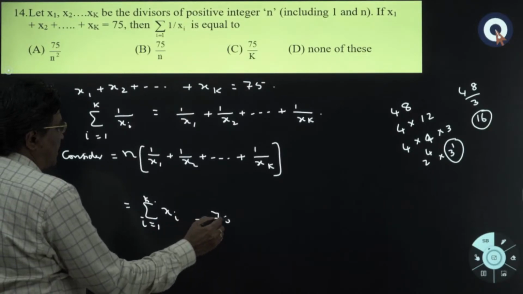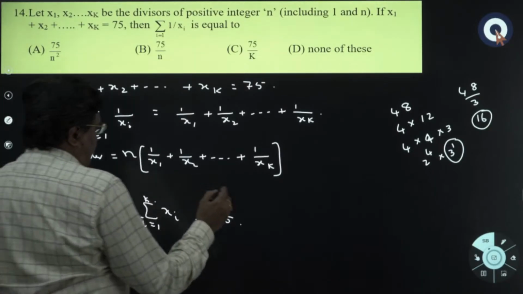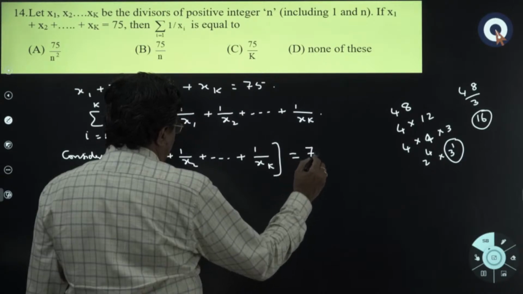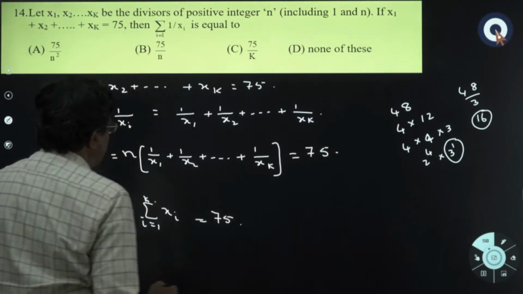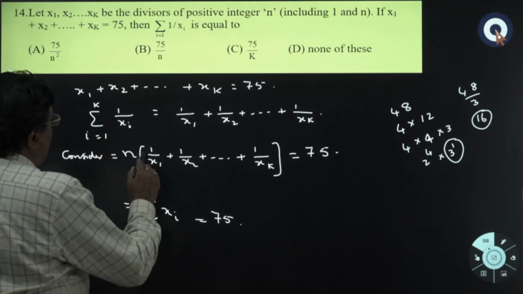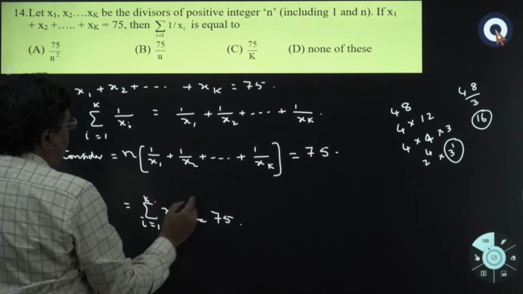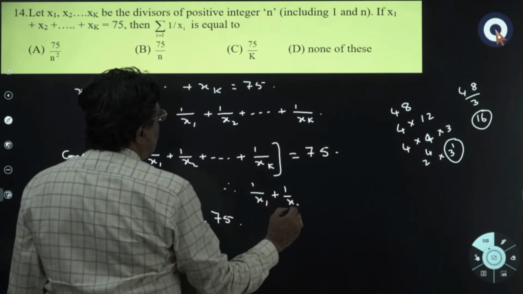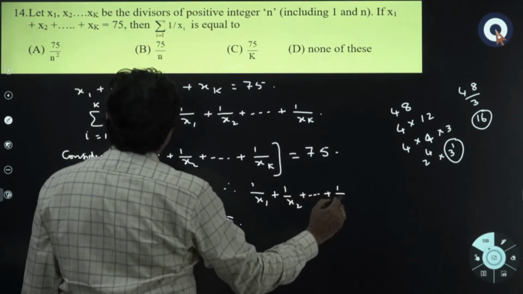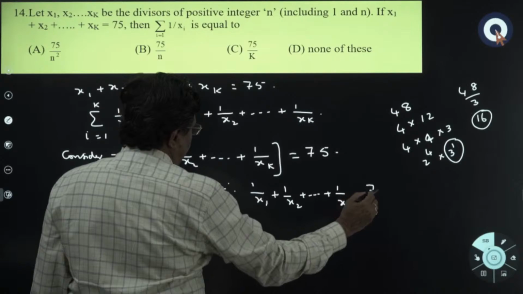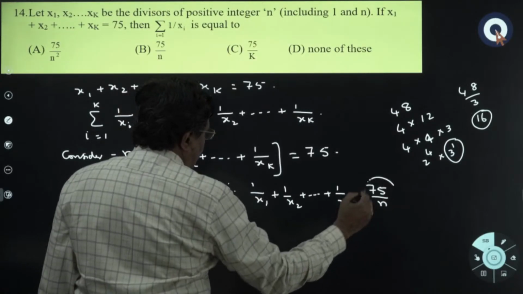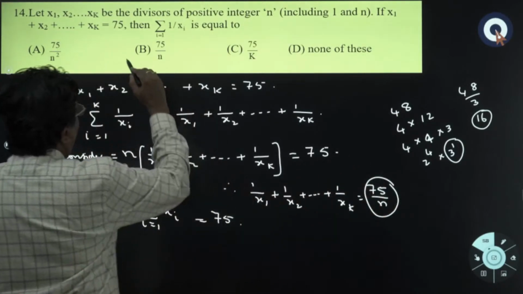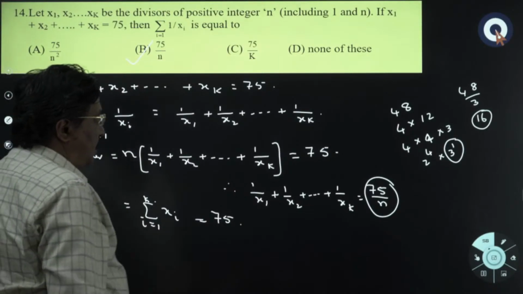So therefore, this value is 75, if this is given. Right? So therefore, what you want is 1 by x1 plus 1 by x2 plus so on plus 1 by xk is equal to 75 by n. So 75 by n is your answer, option B. It's an excellent problem actually.